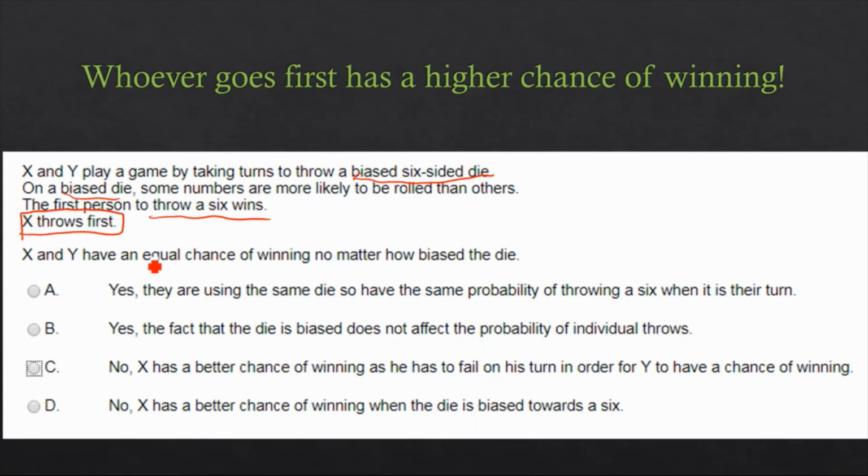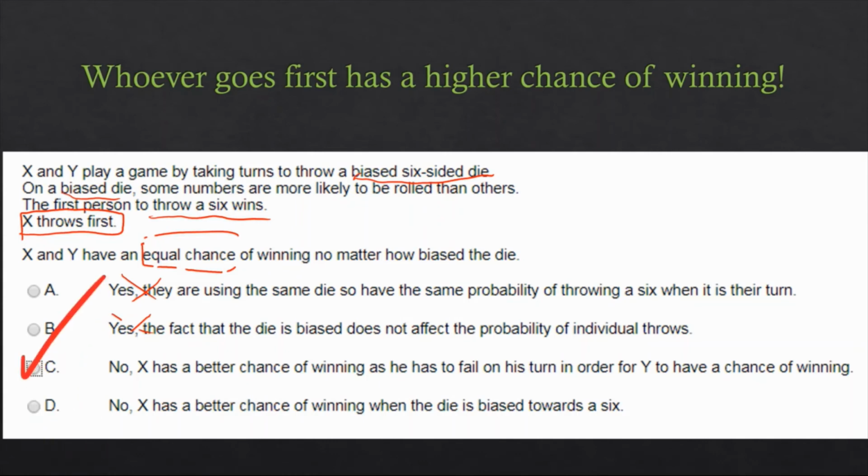So the question states that they have an equal chance of winning. So the yes answers can't be correct. You can rule them out straight away, because you know the winner is more likely to be the person that throws first. And then moving on to C, it states no, X has a better chance of winning, as he has to fail on his turn in order for Y to have a chance of winning.